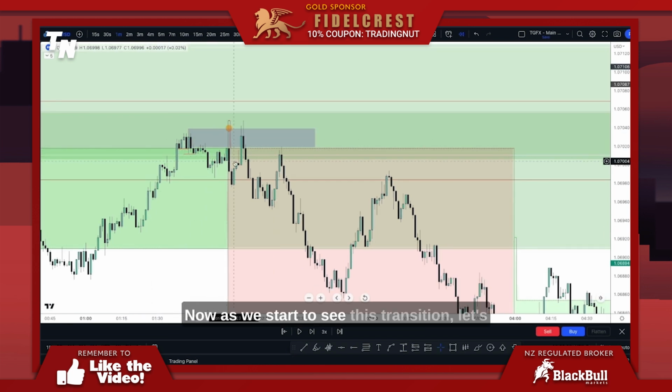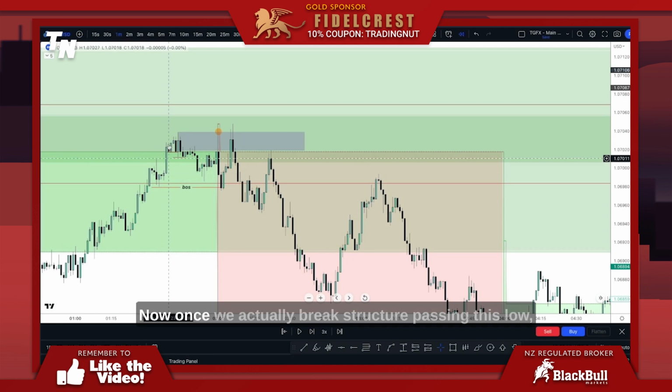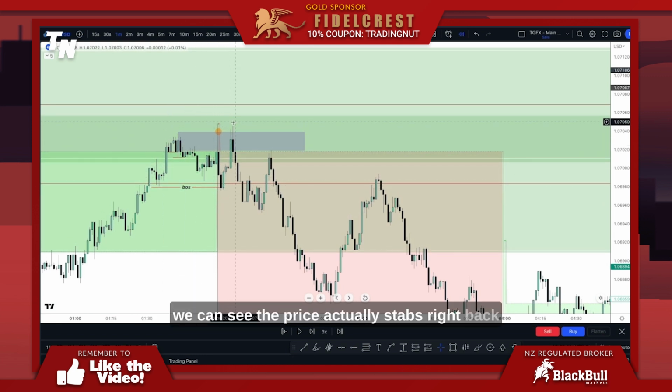Now, as we start to see this transition, let's keep in mind that we do not actually break structure until we pass this previous low down here. Now, once we actually break structure, passing this low, we can see the price actually stabs right back up, and then we get another move short.